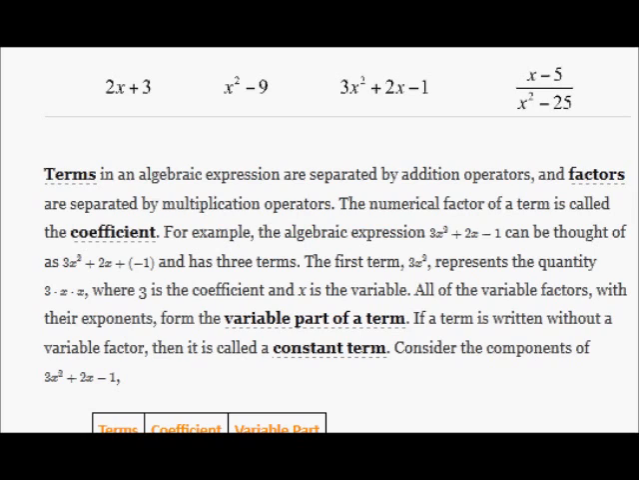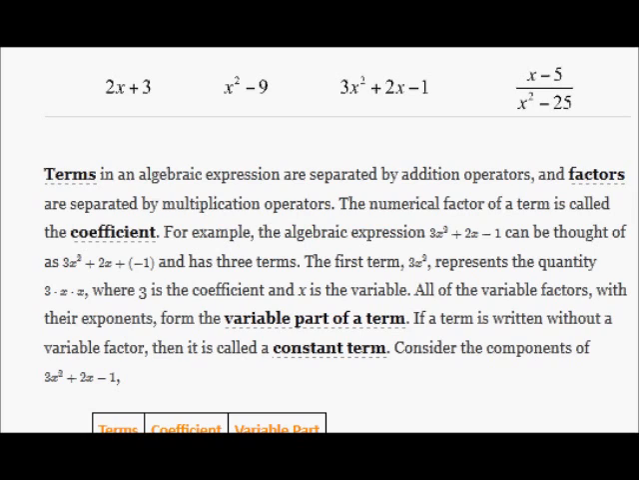So in the expression 2x plus 3, 2x is a term, and 3 is a term. Okay? Now, factors are separated by multiplication operators. So in 2x plus 3, the factors are 2 and x. They're being multiplied. The numerical factor of a term is called the coefficient. So in 2x plus 3, the terms are 2x and 3. The factors are 2 and x, and the coefficient is 2.